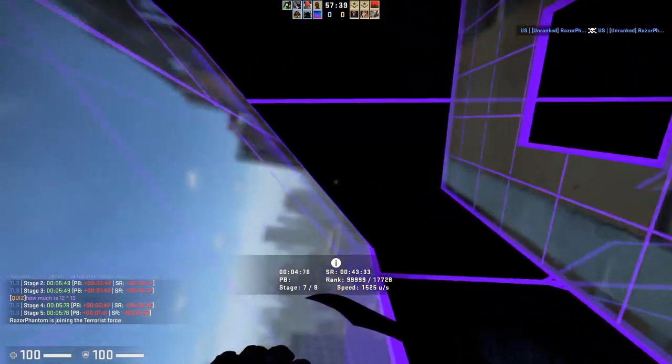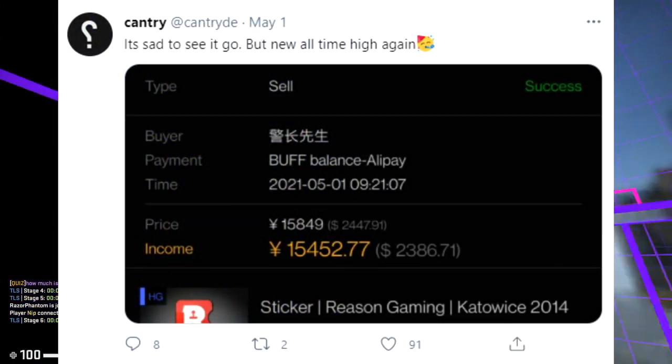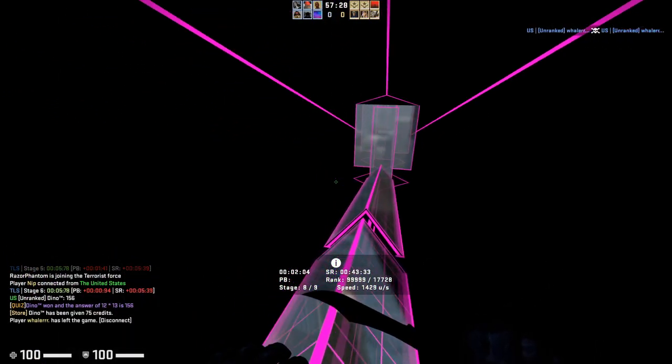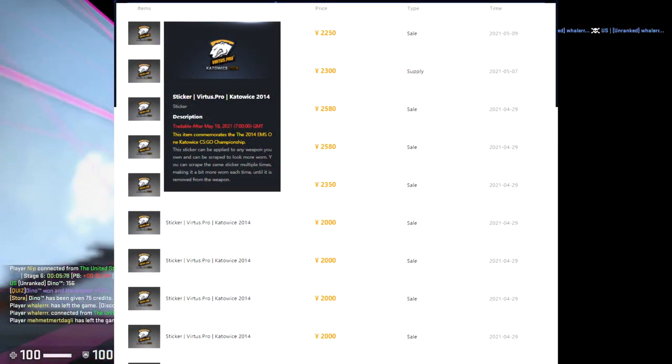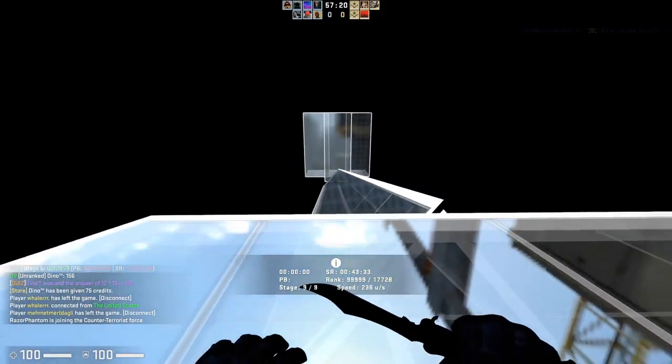A lot of the non-holos sold for crazy value. The Reason non-holo, for example, sold for 15,000 RMB, which is just crazy. That's way higher than it usually sells for. There were some stupid all-time highs on the Dignitas non-holo Kato 14, and some stupid all-time highs on the Virtus Pro non-holo Kato 14. A lot of crazy sales that really don't make a lot of sense, and definitely do lend more towards the idea of manipulation.